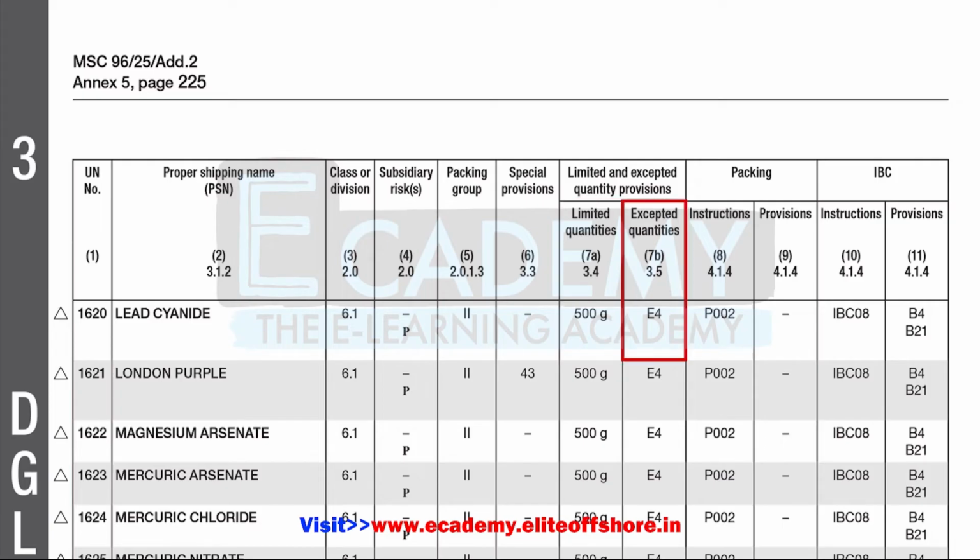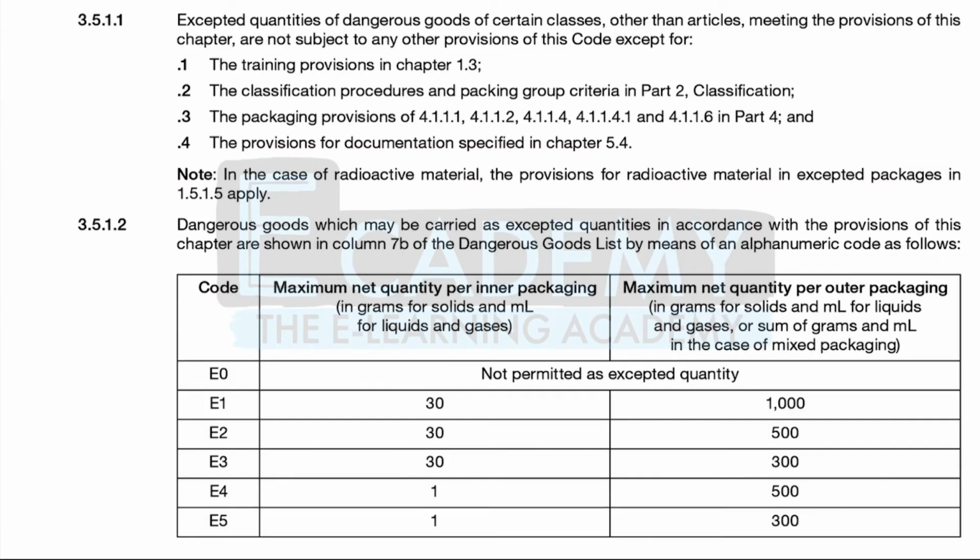In column 7B we can see accepted quantities as E4. If we want to check what is E4, refer to Chapter 3.5.1.2 in Volume 2. We can find the page number in the Contents or Index section. Please check the screen for details about E4.